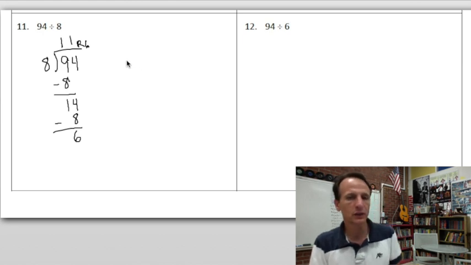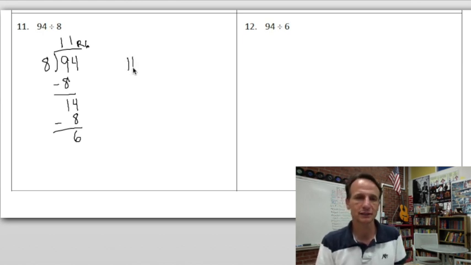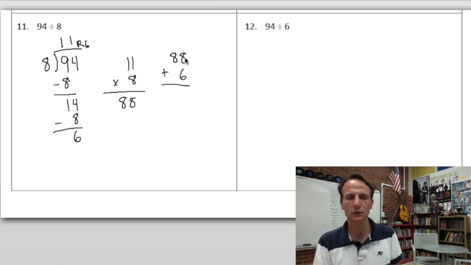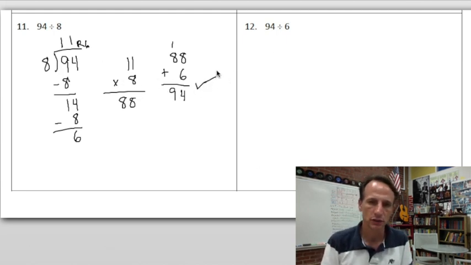So to do our check, we know we'll have a 2-step check. 11 donuts for 8 people. We handed out, you know those. Those are easy, those 11s, right? 88 donuts. And with those 88 we handed out, we have 6 left over. That should tell us what we started with. 8 and 6 are 14. We regroup the 1. 1 and 8 are 9. 94. Check. It's good. That looks more like a check.